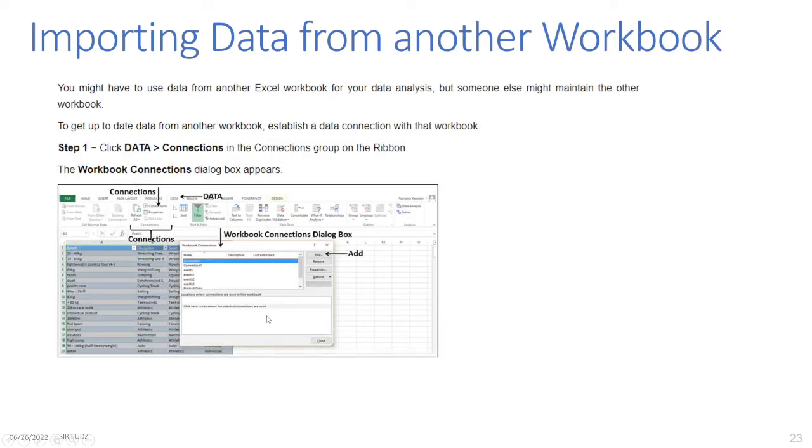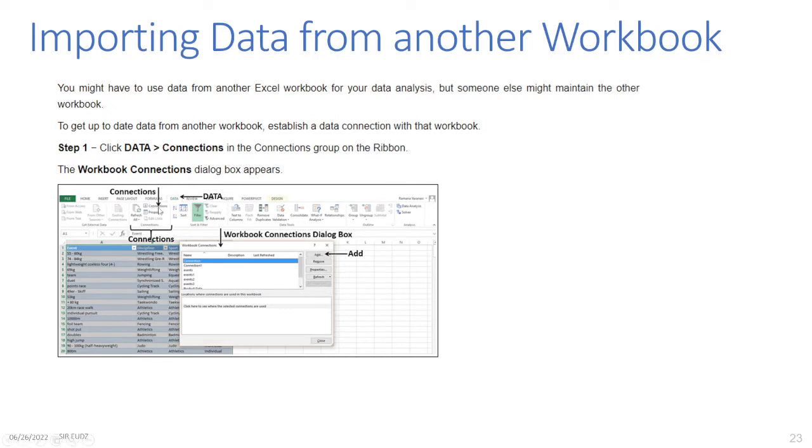Importing data from another workbook. You might have to use data from another Excel workbook for your data analysis, but somewhere else might maintain the other workbook. To get up-to-date data from another workbook, establish a data connection with that workbook. So click Data and then Connections in the Connections group on the ribbon. So this is the Connections group.